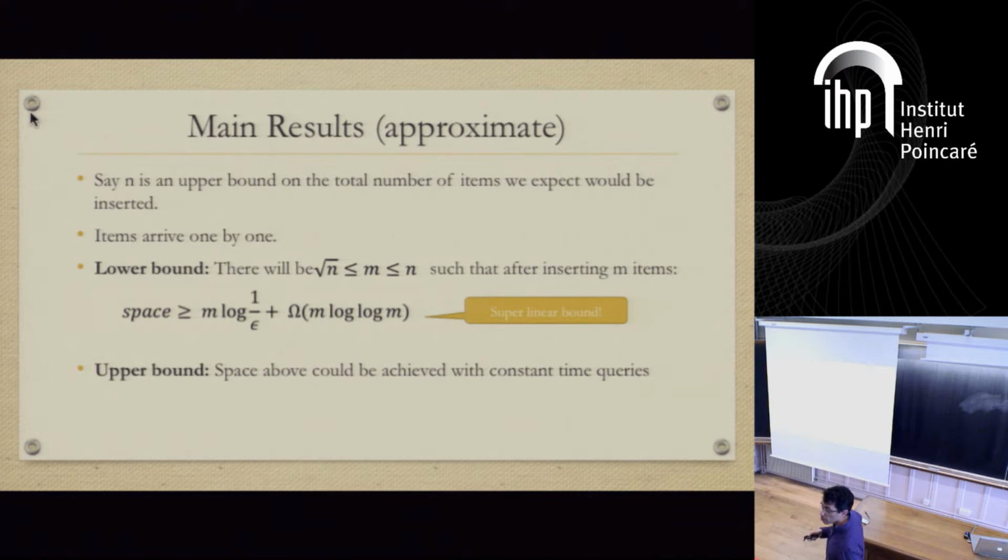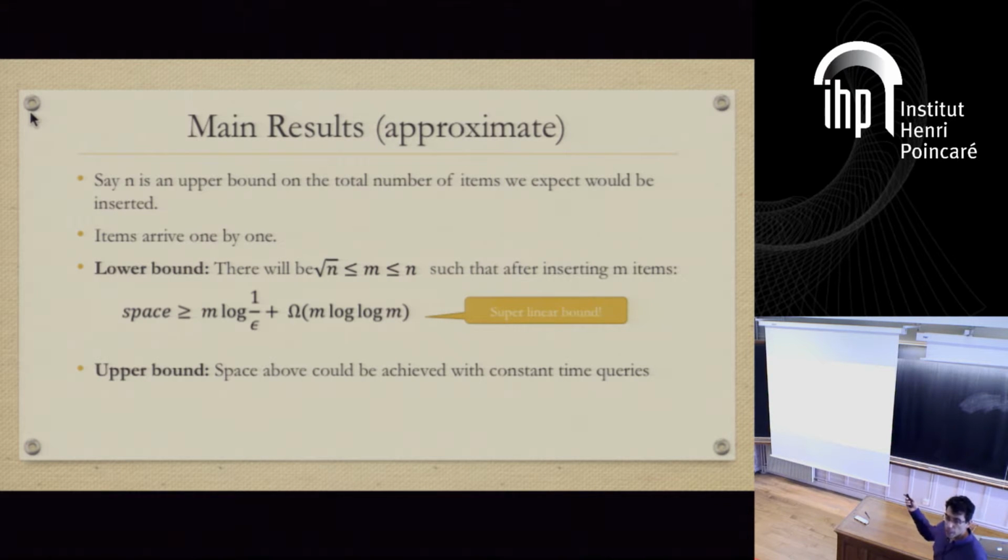M items, yeah. So what I want to say is that it's impossible to keep the upper bound that we know when n is given. It's impossible to have it continuously throughout the entire life of the data structure. At some point in the life of the data structure, if items arrive one by one, you have to over-provision. You have to have a super-constant number of bits per item. And we have a matching upper bound with constant query time, so we can show that this is tight, actually.